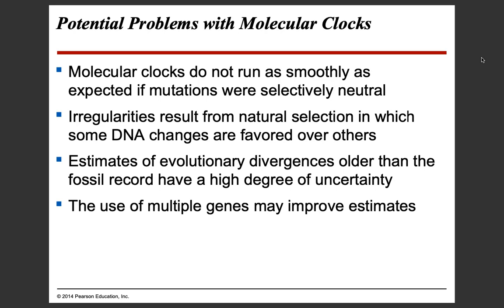You also have irregularities that result from natural selection, in which some DNA changes are favored over other DNA changes. If a change is advantageous, you're going to start to see a lot more of that in the coming generations. Estimates of evolutionary divergences older than the fossil record have a high degree of uncertainty, because if it predates our fossil record, it's because we can't dig that deep, or those fossils might have been destroyed, just based on the Earth's construction and the core being so hot. It's hard to tell if you don't have a known time period to compare it to. And then the use of multiple genes may improve our estimates of these molecular clocks.